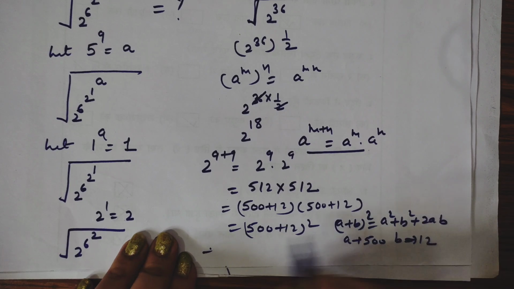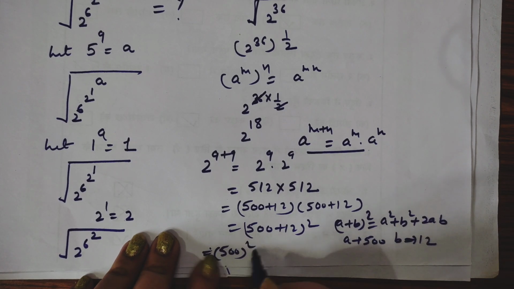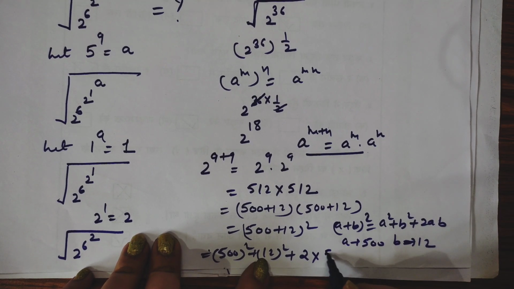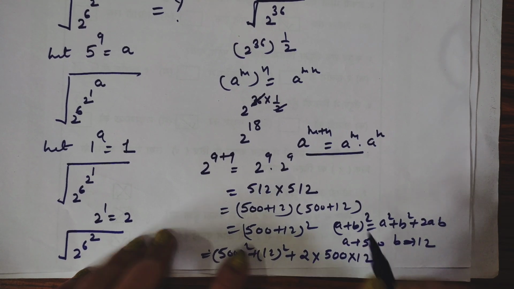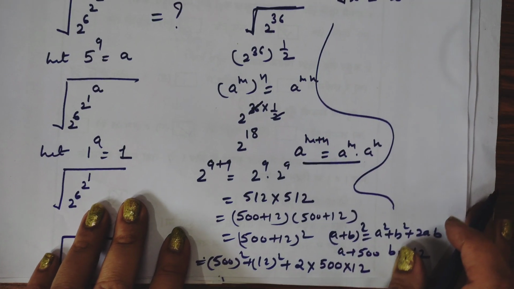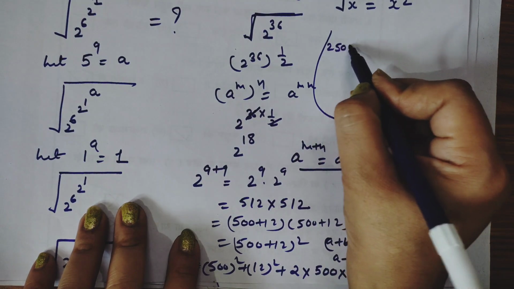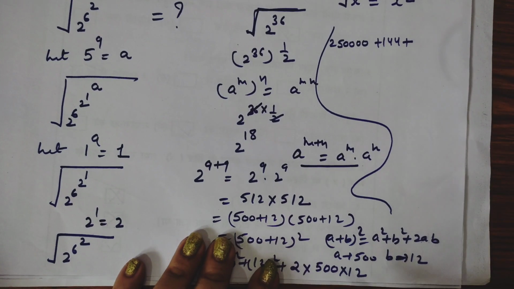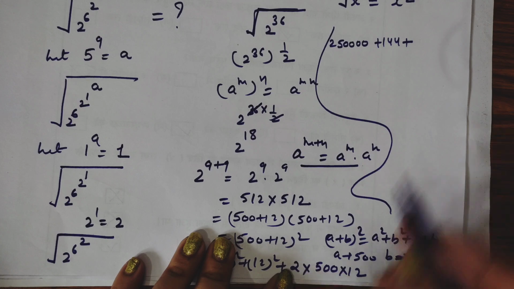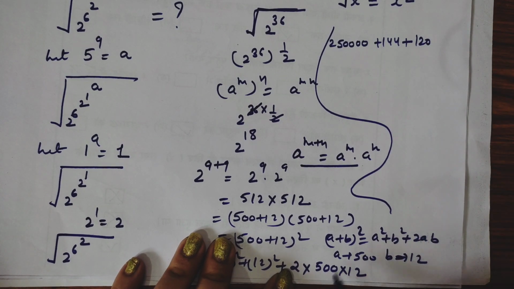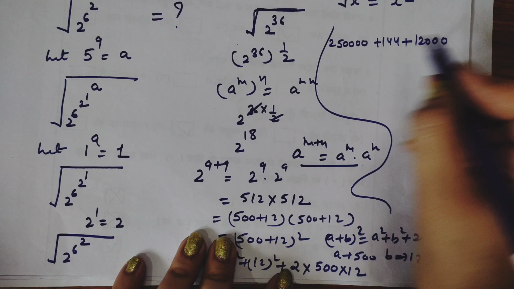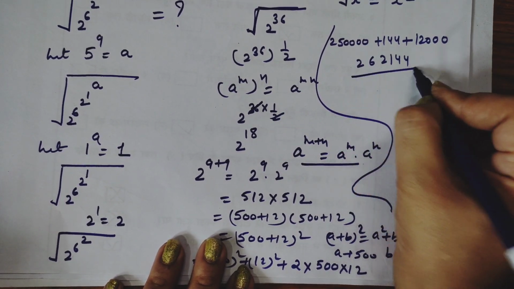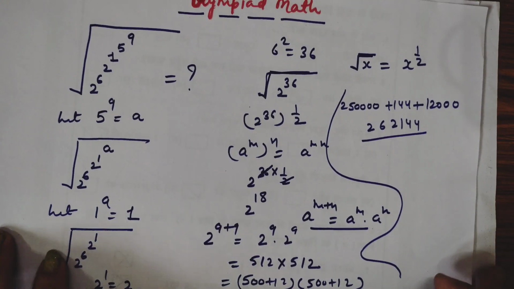So a square is 500 square, plus b square is 12 square, plus 2ab. 2 means, a means 500, b means 12. So after that 500 square is 250000, plus 12 square is 144, plus 12 times 5 is 60, 62 is 120, and there are 2 zeros more. If you add these terms you'll get 262144. This is your final answer of this term.